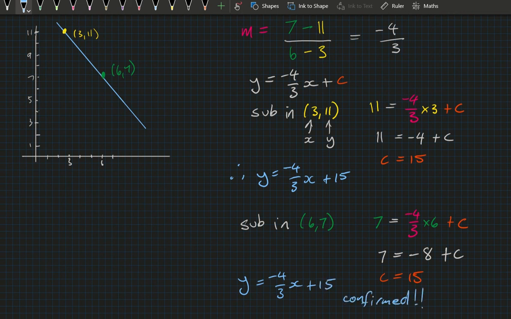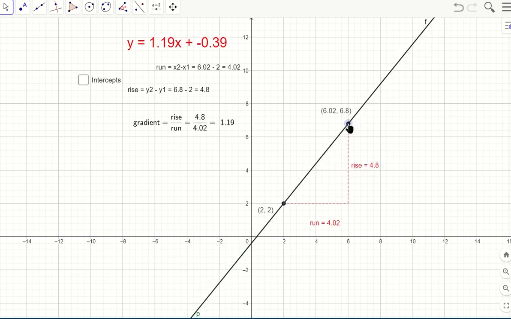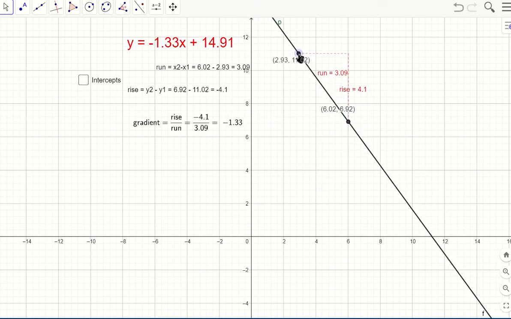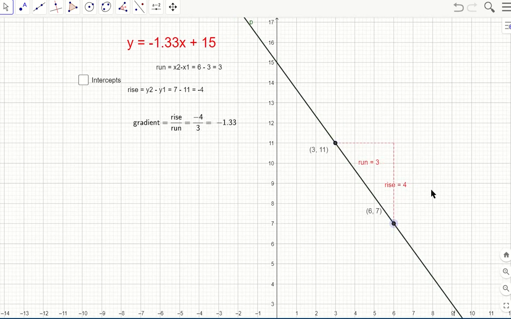Now I'd like to have a look at this particular equation in GeoGebra. So let's pop over there again and have a look at it. So our first point was 6, 7, and our other point was 3, 11. And let me zoom in a bit so I can find those exact values. So here our run is 3 and our rise is 4, but that's really negative 4 because we're going down.